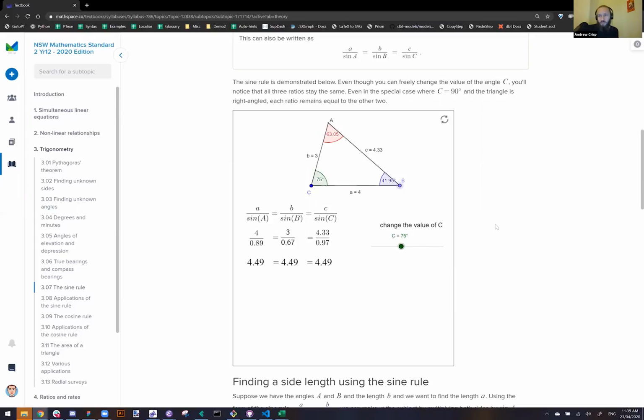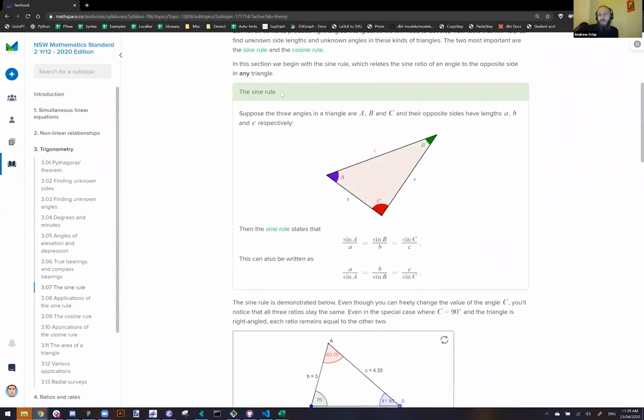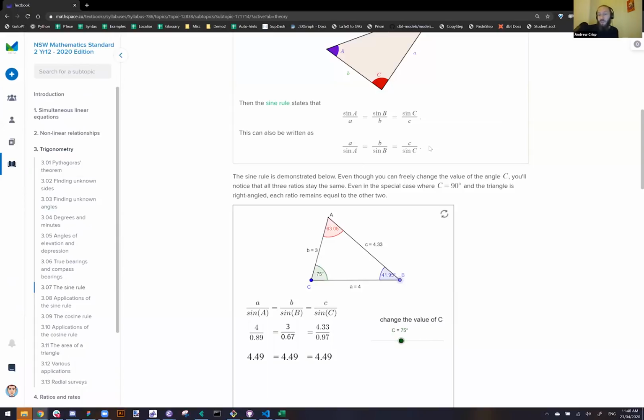This particular property is called the sine rule. And it says that if you take the side lengths, A, B, and C, and divide them by the sine of the angle, all of these are the same. It doesn't work for cos. It doesn't work for tan. It only works for sine, and that's why it's called the sine rule. If it worked for tan, it'd be called the tan rule, but it just works for sine.